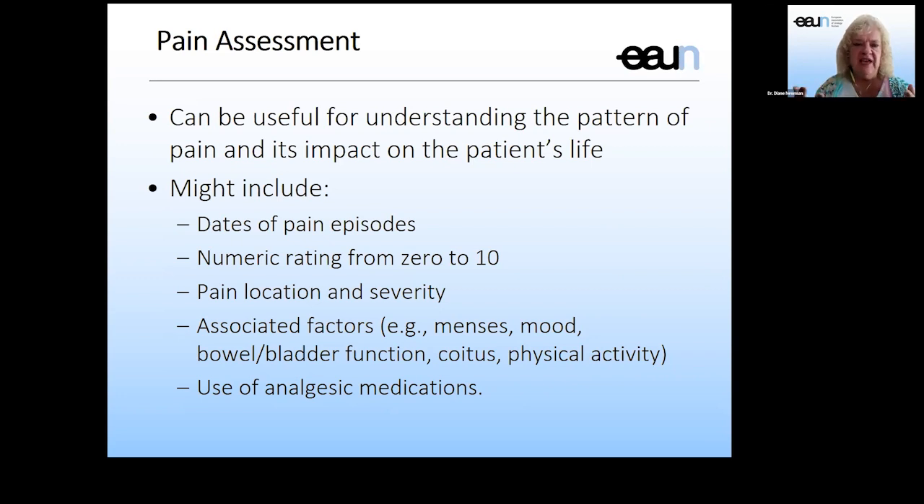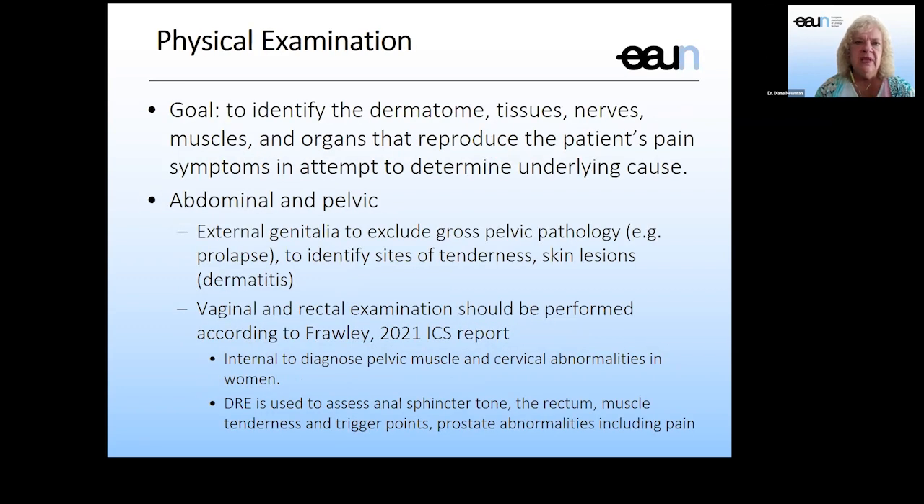What relieves their pain? What do they do with it? Besides, say, voiding, do they use ice? I have women who put ice on the perineum, and that relieves it. We talked about TENS units. So what are they doing to relieve that pain? Now, when we go to physical examination, the goal is to really identify the dermatome, tissues, nerves, muscles, and organs that produce that person's pain, so we can try to figure out what's the underlying cause.